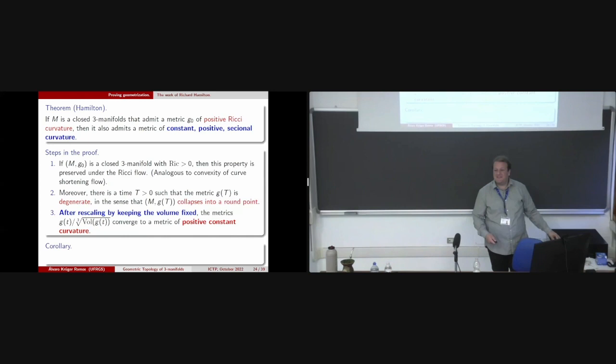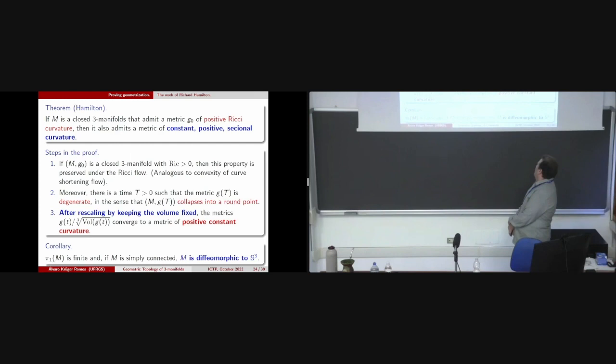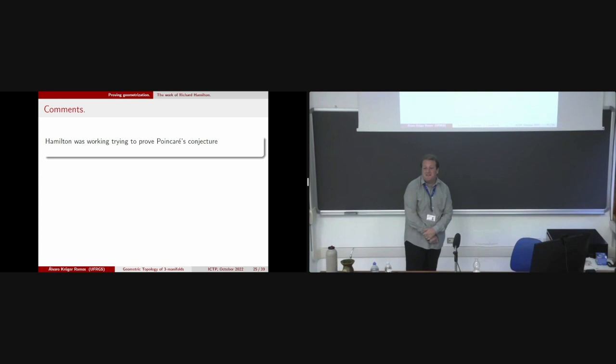These spaces were classified. So, corollary: pi one of M is finite, and if M is simply connected, it is S3. Does this remind you of something? If M is simply connected, it's diffeomorphic to S3? Yeah, Hamilton was trying to prove the Poincaré conjecture. Oh, that's the relation.